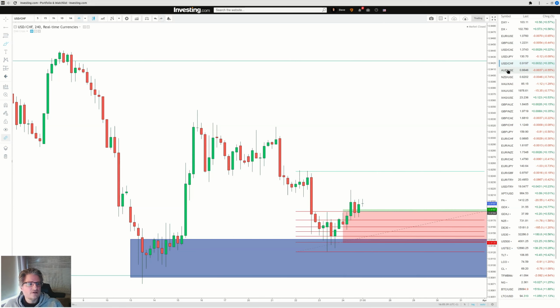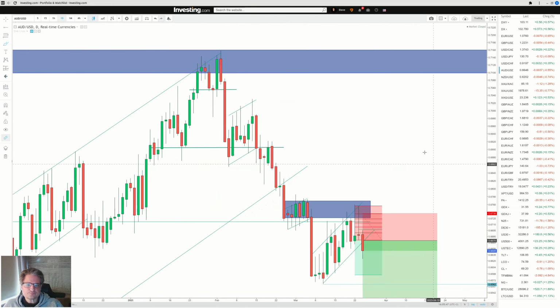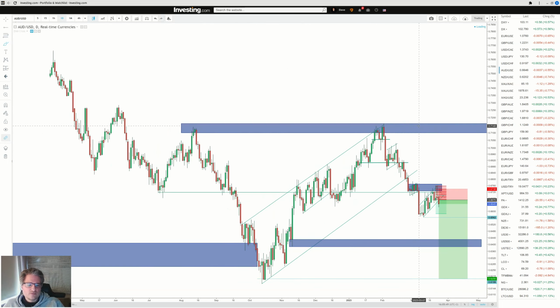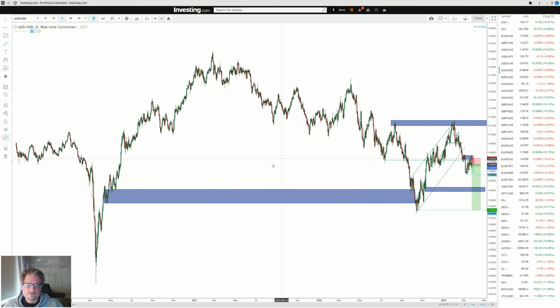So these are the AUD NZD trades. Let's go to the daily. So let's zoom out a little bit because the structure here is also important to get the full picture. So we've been trending down generally here, as you can see. So we have a bias to the downside.